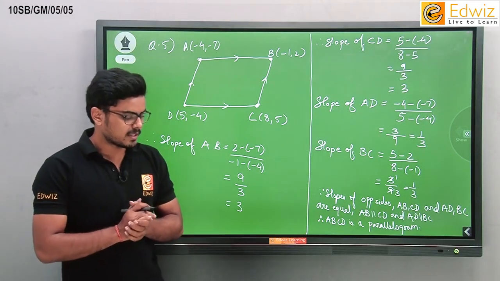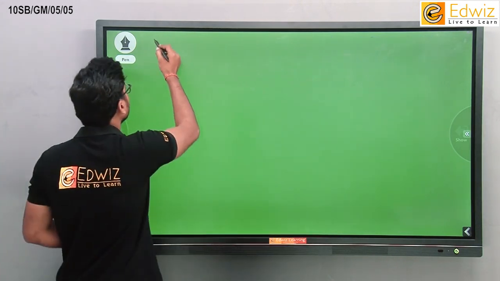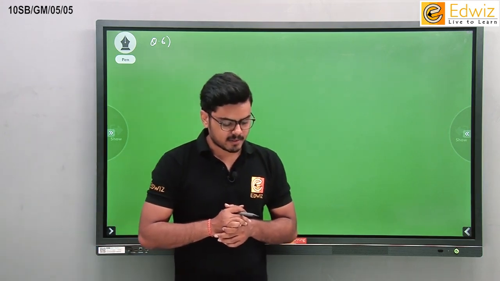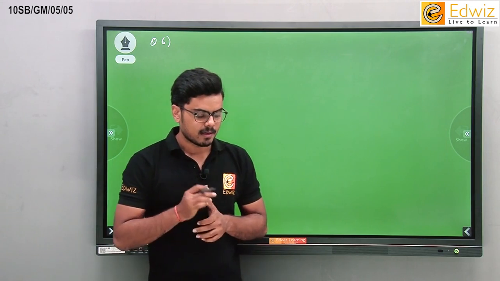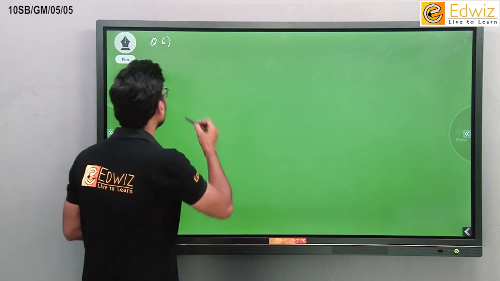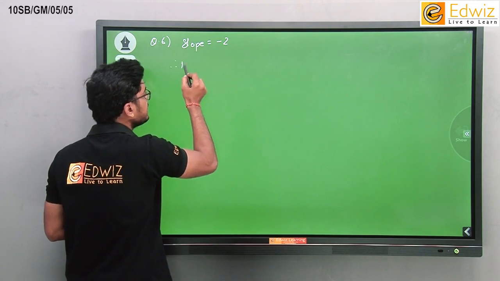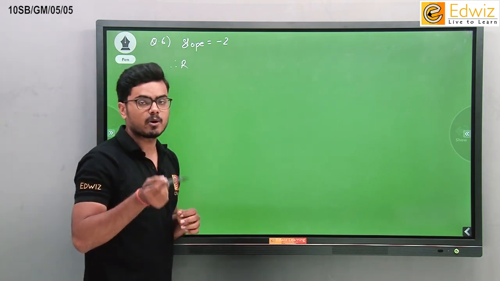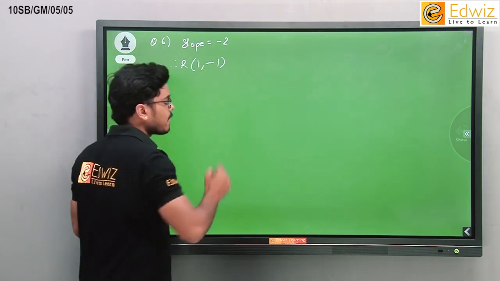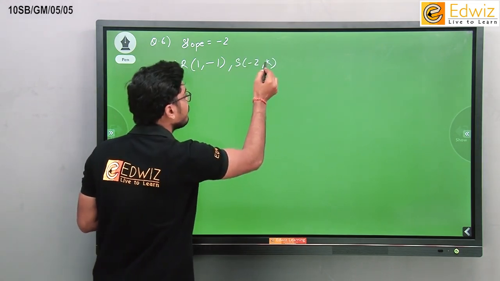Okay, moving on to the next question, that is question number 6. Find k if R(1, minus 1) and S(minus 2, k) are the 2 points and the slope of line RS is minus 2. So the slope is given in the question and the points are also given, but for one of the points the y coordinate is not given, and we have to find it. So coordinates of R are 1 comma minus 1 and S is minus 2 comma k. So we have to find this k.